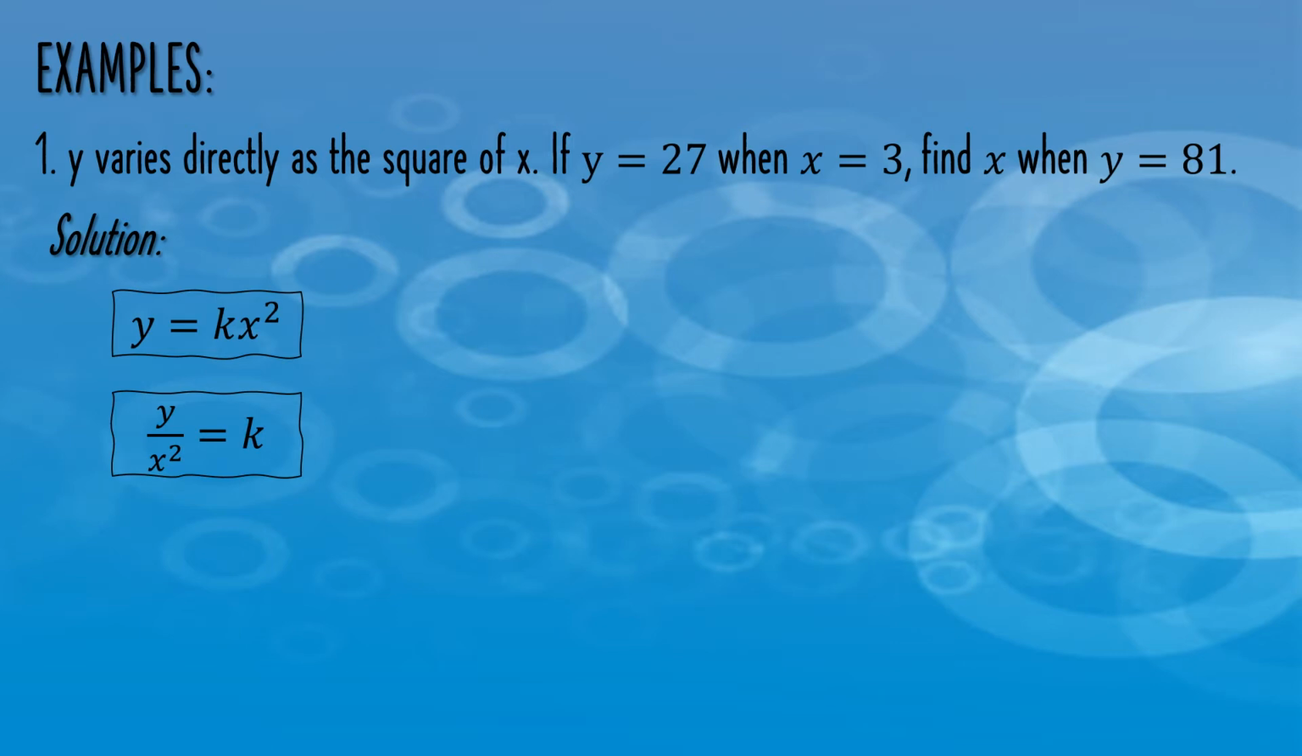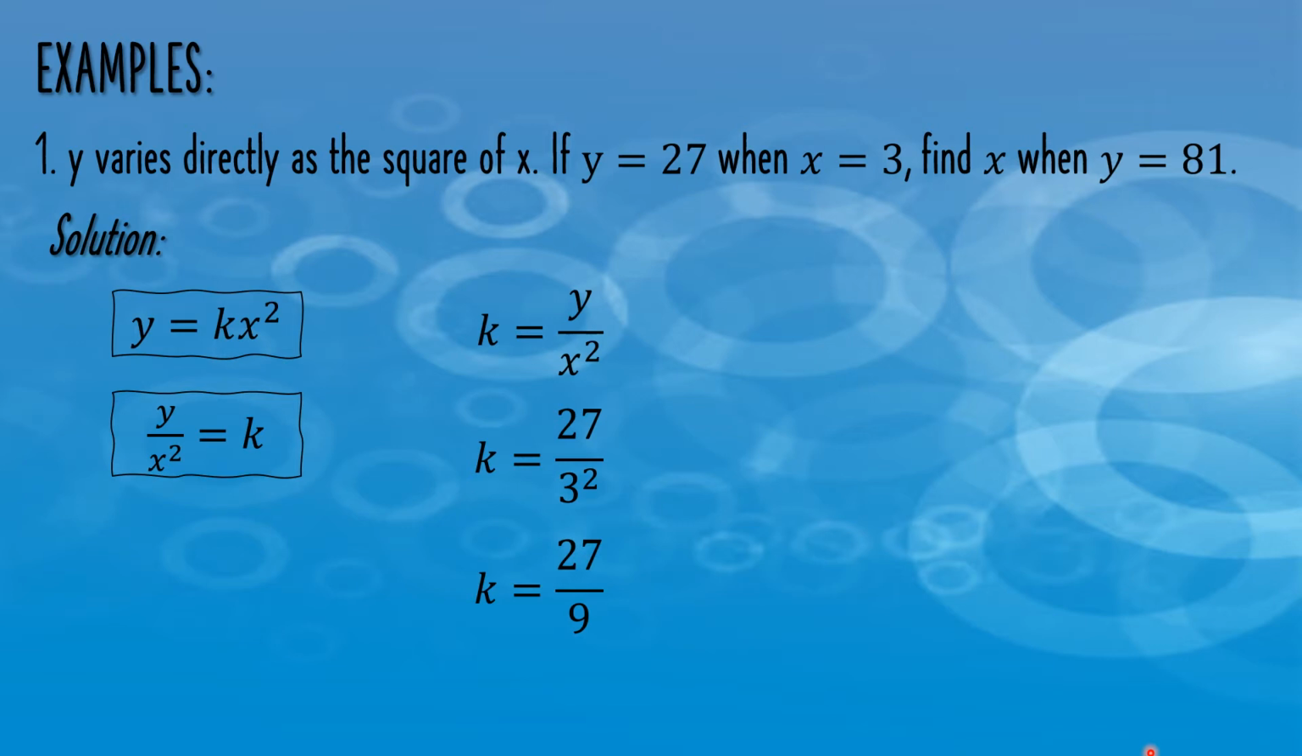So dito hahanapin muna natin ang value ng constant of variation or value ng k. So let us substitute 27 to the variable y and 3 to the variable x. So this will become k equals 27 over 3 squared. Yung squared or yung exponent na 2, kinopya lang natin sa upper right-hand corner ng number 3. So, ibig sabihin ng 3 squared, that is 3 times 3. So, that will be 27 over 9.